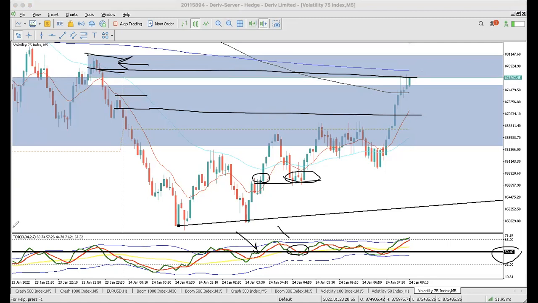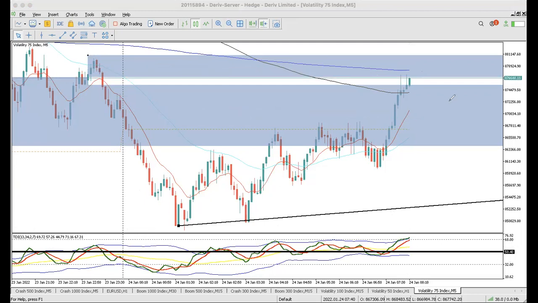So if you're using indicators, make sure you have your TDI or RSI, or just make sure you understand how to use the indicator on the bottom. Otherwise, if you don't know how it works, it's best to remove it totally and just use price action. So V75, that's my view. So for now, I'm looking for, if price breaks here, I'll be looking to buy.